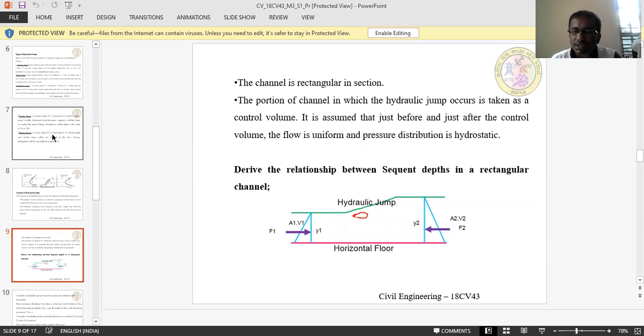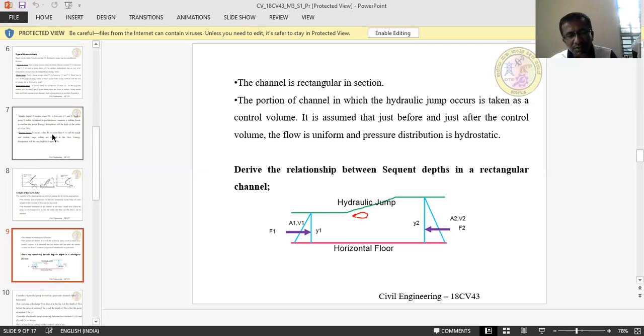The channel is rectangular in section, so it is applicable to the rectangular channel. The portion of the channel in which hydraulic jump occurs is taken as control volume. It is assumed that just before and just after the control volume, the flow is uniform and pressure distribution is hydrostatic. Since the section of the channel is the same throughout, a control volume is formed wherever the hydraulic jump is generated. So next we pass on to the derivations.